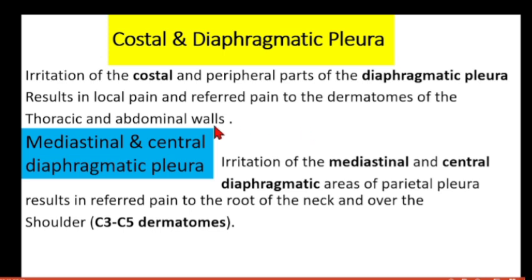Mediastinal and central diaphragmatic part of parietal pleura. Irritation of mediastinal and central diaphragmatic areas of parietal pleura results in referred pain to the root of the neck and over the shoulder, C3 to C5 dermatomes.